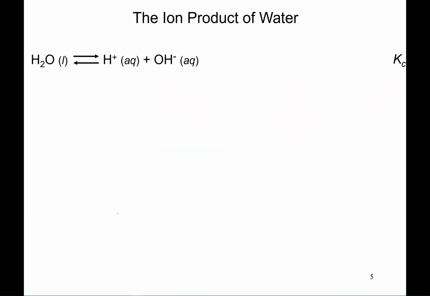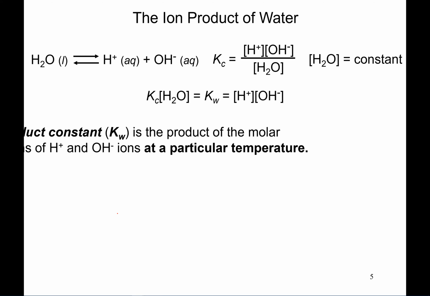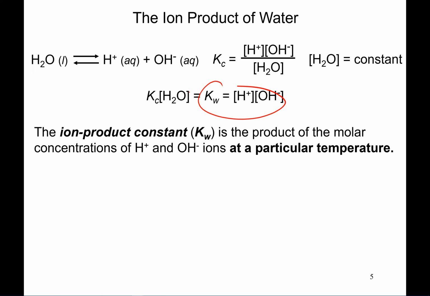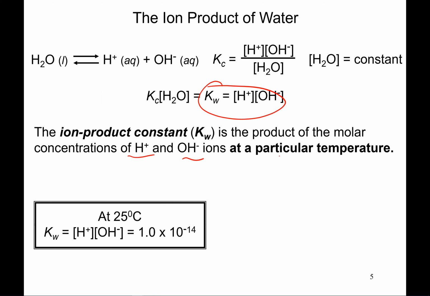The ion product of water is constant. That's the Kw that I discussed earlier. That's the product of the molar concentrations of H plus and OH minus at a particular temperature. At 25 degrees Celsius, that's 1 times 10 to the minus 14. So that's where pH comes from. It's the negative log of the hydrogen ion concentration.